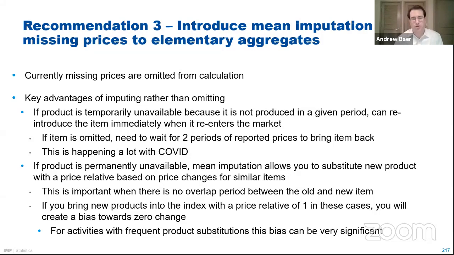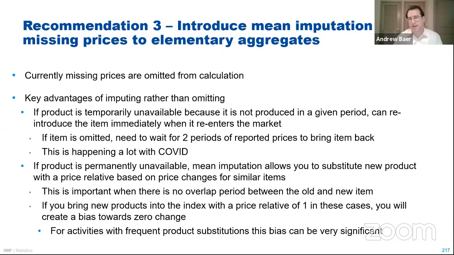Mean imputation allows you to substitute in the new product with a price relative based on the price changes for similar items. And we need to do this when there's no overlap period, when the old permanently unavailable item and the new item are available for sale in the same period. If you bring new products into the index with a price relative of 1 in these cases, you will create a bias towards 0 change in your index. And for activities with frequent product substitutions, this bias can be very significant.